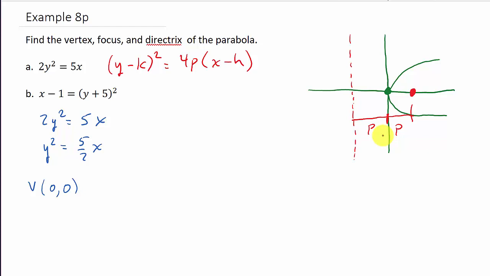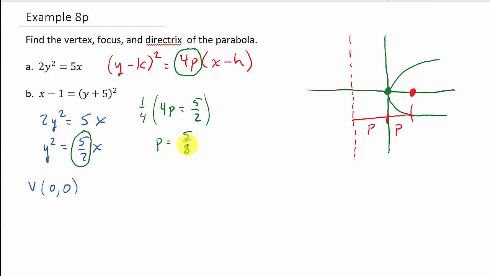So we've got to find p. If you notice here, 4p is the number in front of our x term. And what do we have in front of our x term? We have 5 halves. So what that tells us is that 4p is equal to 5 halves. And then if I solve for p, I multiply both sides by 1/4. I get p is 5/8. So there's my p value.